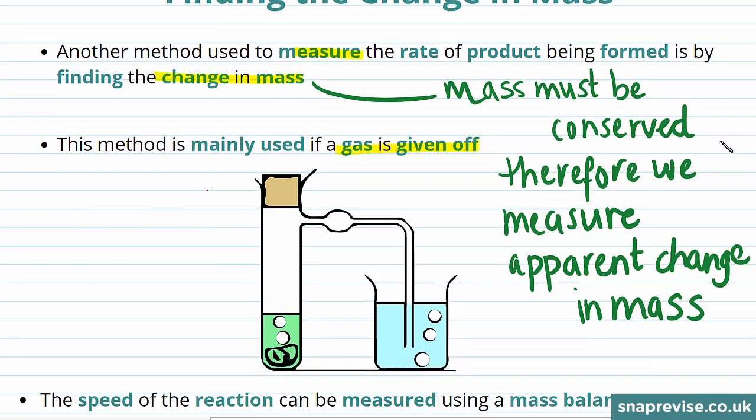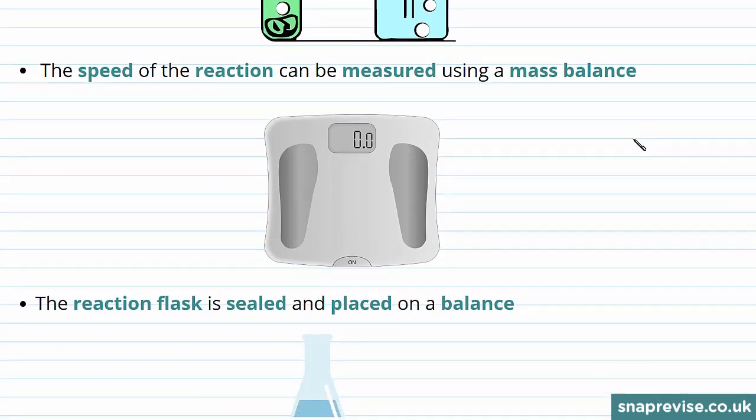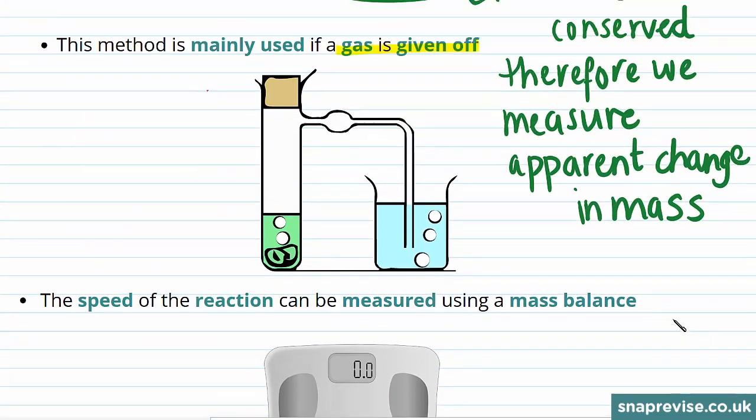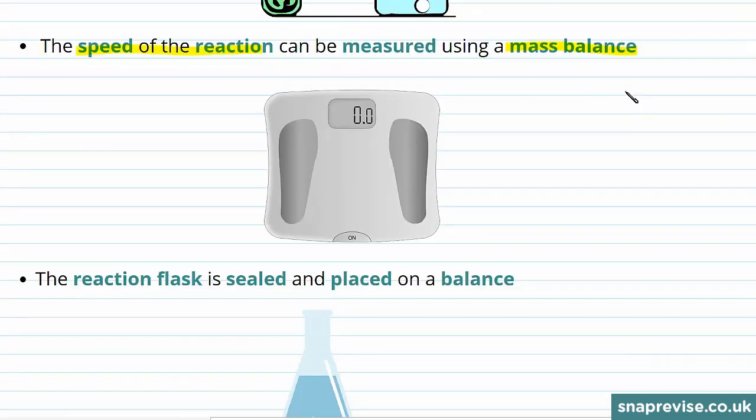This is because if the products are all solids or liquids, their mass can be measured using a mass balance. But a gas cannot be contained, so it will leave any container, meaning that its mass will not be measured and the mass will appear to decrease during the experiment. In this sort of measurement, we therefore make an estimate of the speed of the reaction using the mass balance, which allows us to measure the mass of the reaction flask during the experiment.